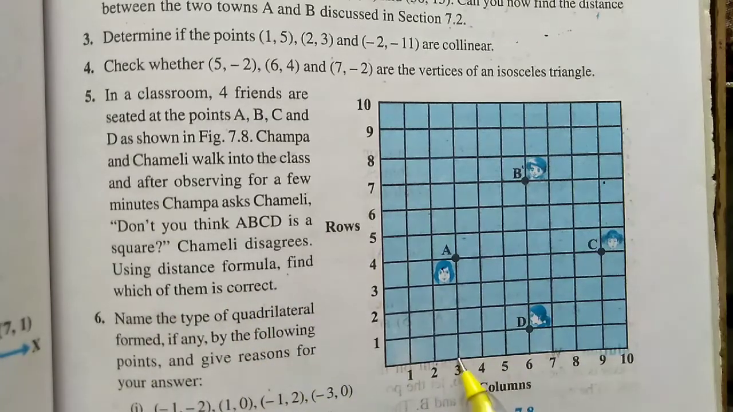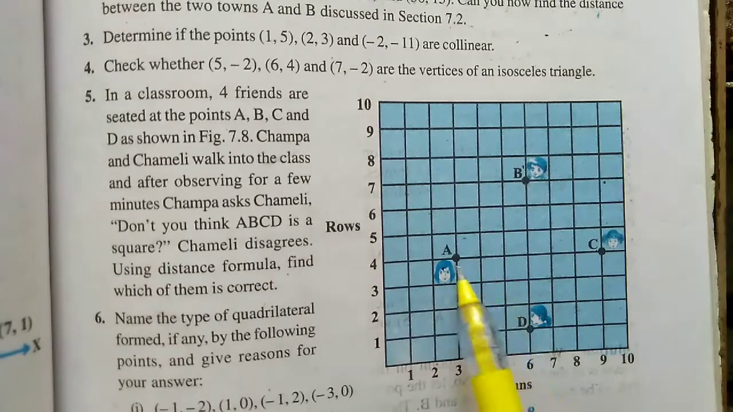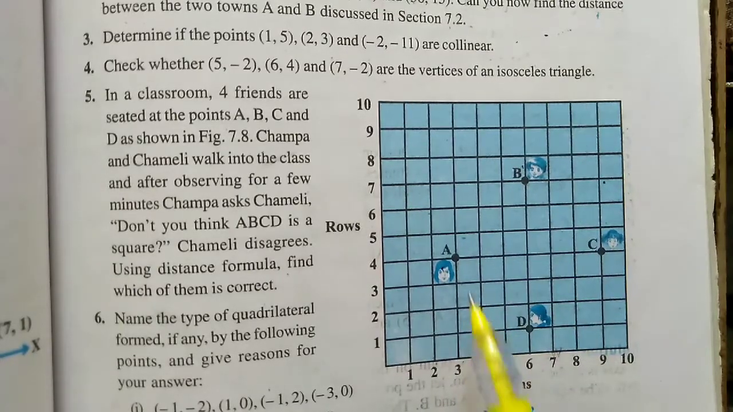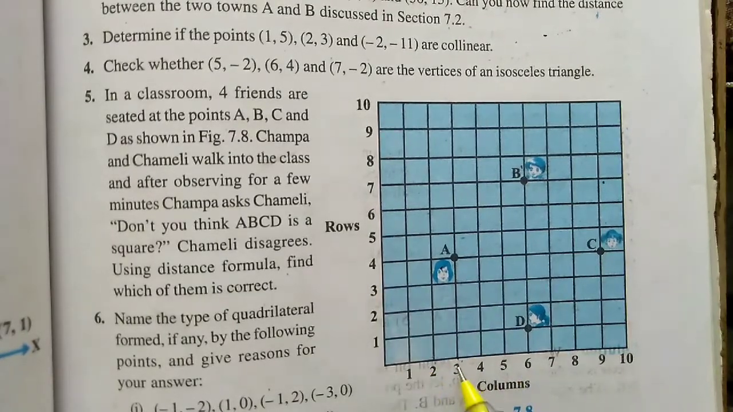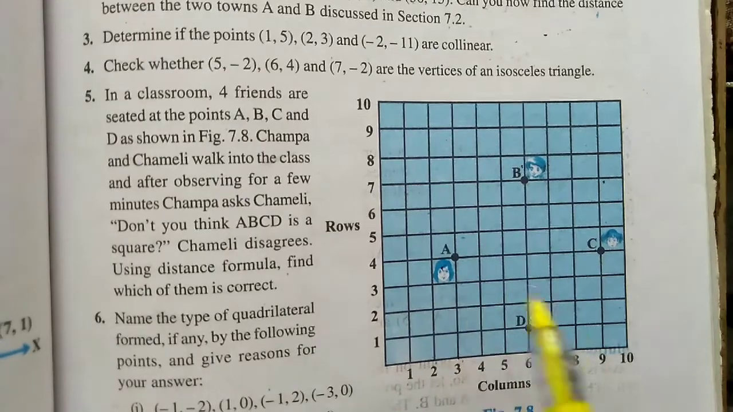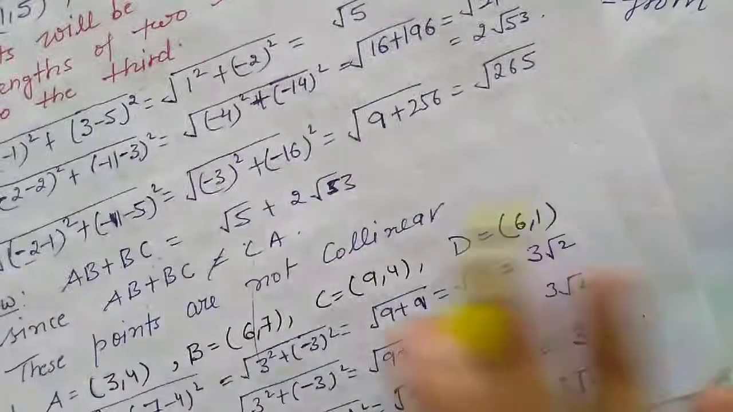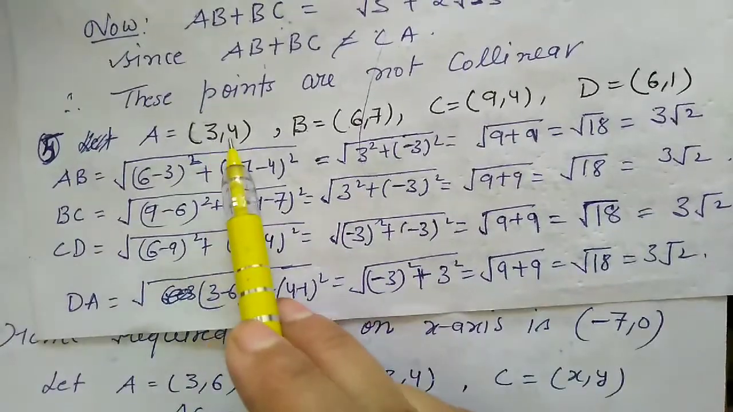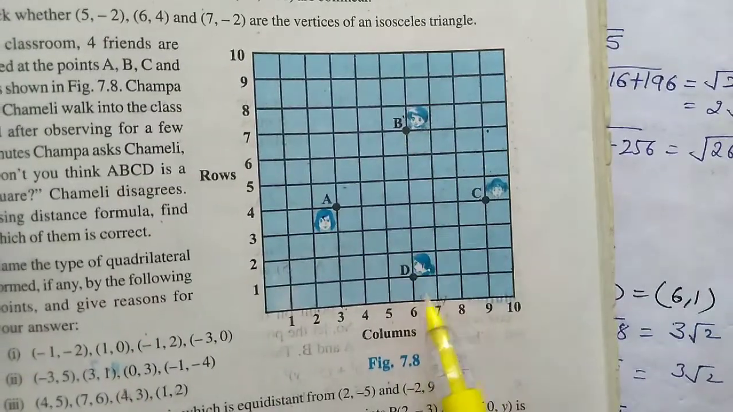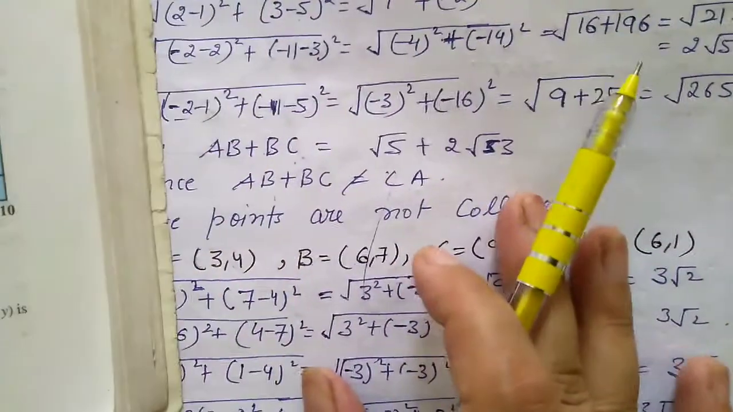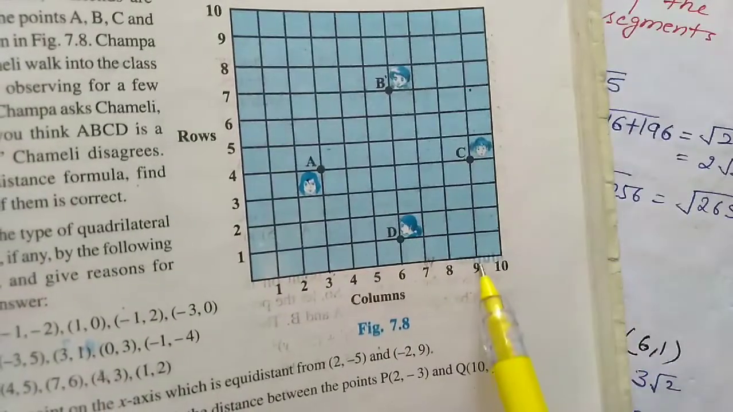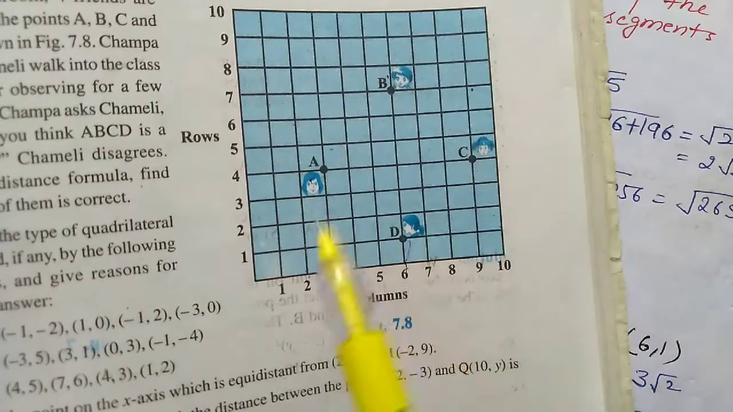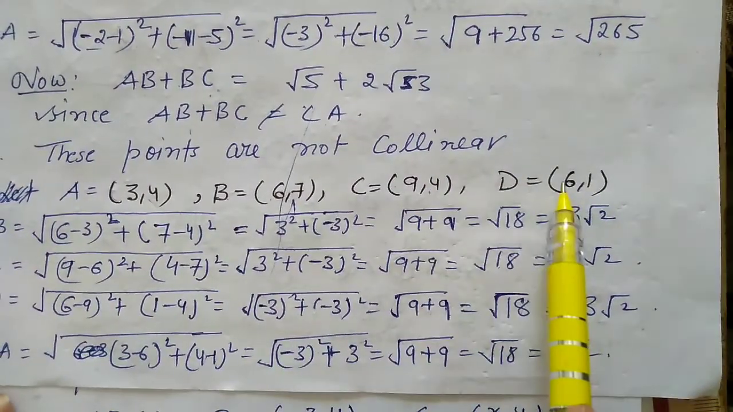So here we will find the coordinates of all the points from the graph. What will be the coordinates of point A? First we will check on the x-axis, then on the y-axis. The coordinates of point A are 3 and 4. Similarly we can check for B. For B it is 6 and 7. Similarly for C it is 9 and 4, and for D it is 6 and 1.